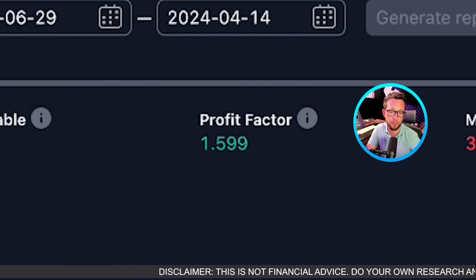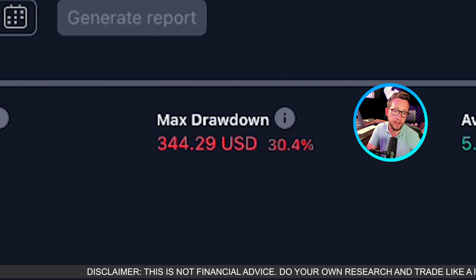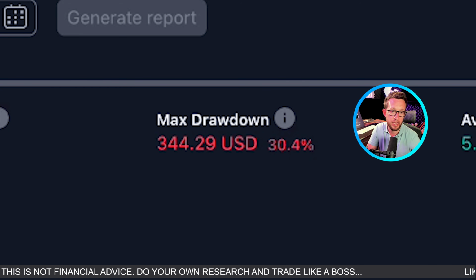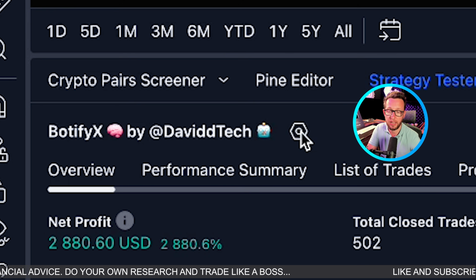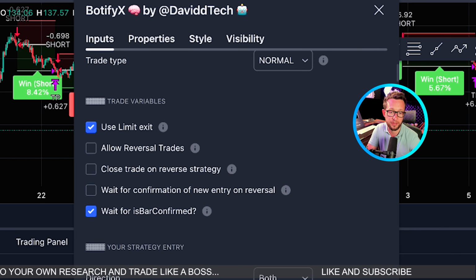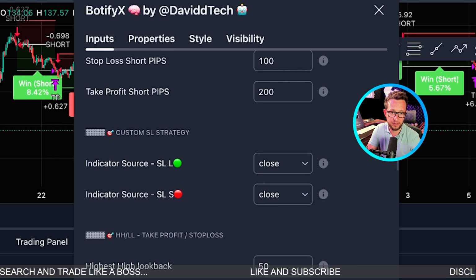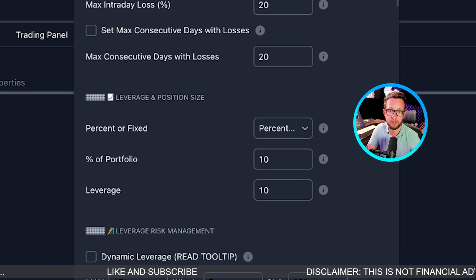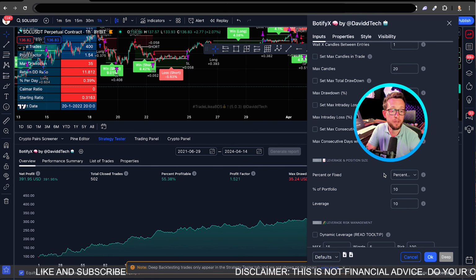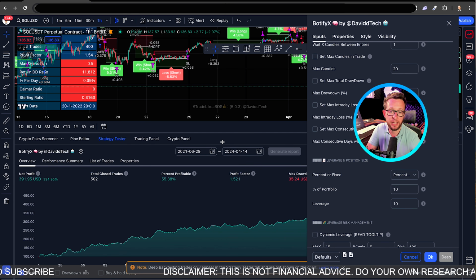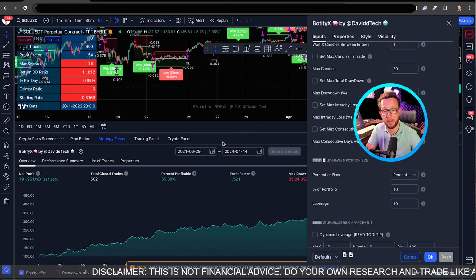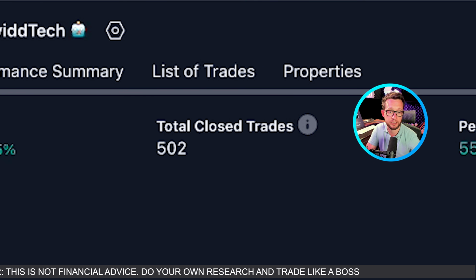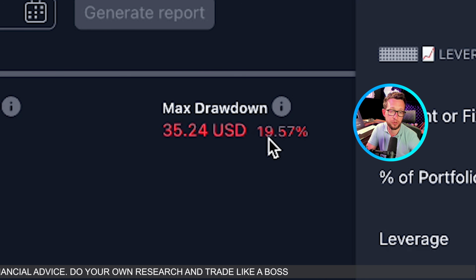Profit factor at 1.59. We do have a high max drawdown, but we are using 10x leverage, and the max drawdown was 30%. Now, if I remove compounding from the actual trading strategy, we'll be able to see whether that affects it a lot. So I'm now going to use a fixed amount for all of the trades. Let's have a look to see how that changes the data. If we remove compounding from the account, so each and every trade is exactly the same amount, we would have made 391%, 502 closed trades still, and we've reduced our max drawdown to 19%.